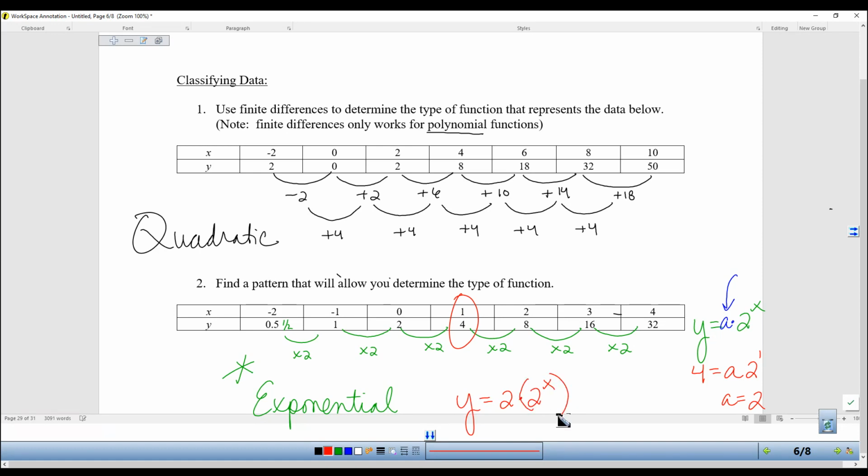Or you can put it in parentheses if that helps. And of course, you could check another point. If I plug in x equals 4, I should get 32. And sure enough, if x is equal to 4, 2 to the 4th is 16 times 2 is 32. So I did that equation correctly.